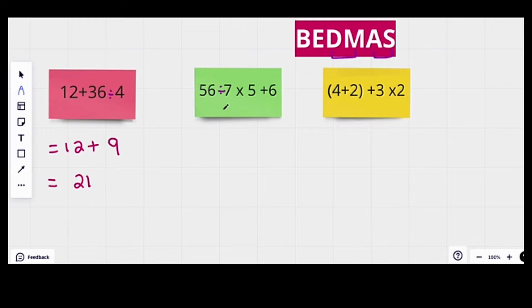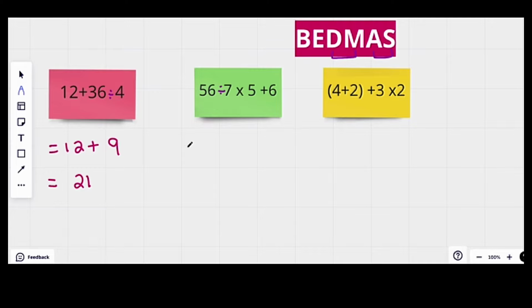Okay, what about this one? We've got 56 divided by 7 times 5 plus 6. So again, we look at BEDMAS, and we're going to look at the order of operations. B for brackets, which we don't have any. E for exponents. Again, we don't have any exponents here. We've got division and multiplication.